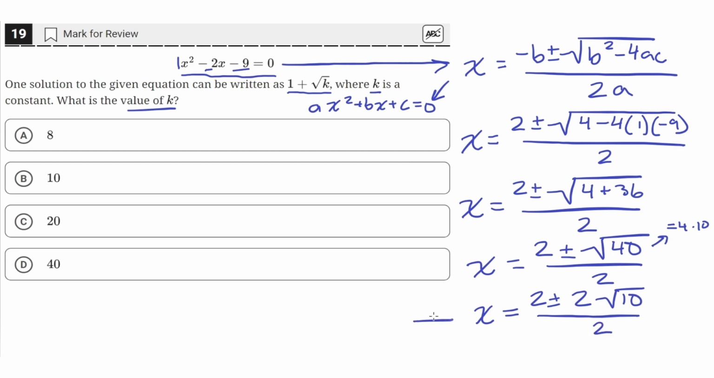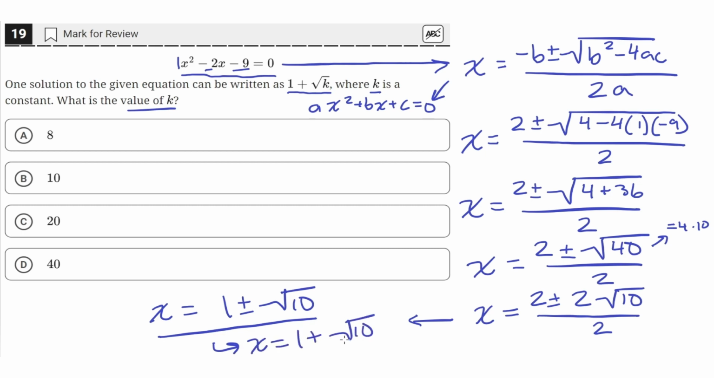And then one final step is we can just divide these coefficients. So x will equal 1 plus or minus the square root of 10. So we just divided 2 by 2 to get 1, and this 2 by 2 to get 1 as well. So now we have our solution written in the form of 1 plus square root of k. So we'll just use the positive solution. So x equals 1 plus square root of 10. There's a negative solution, but the positive solution is the one that's in this form.